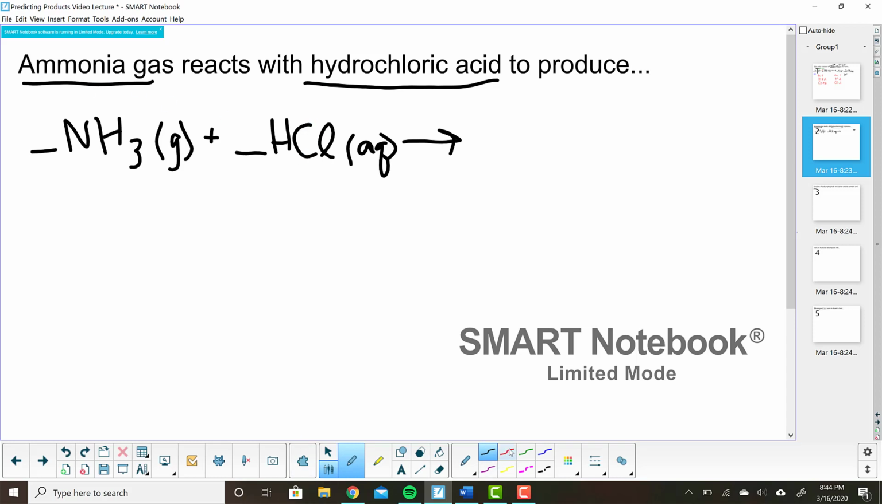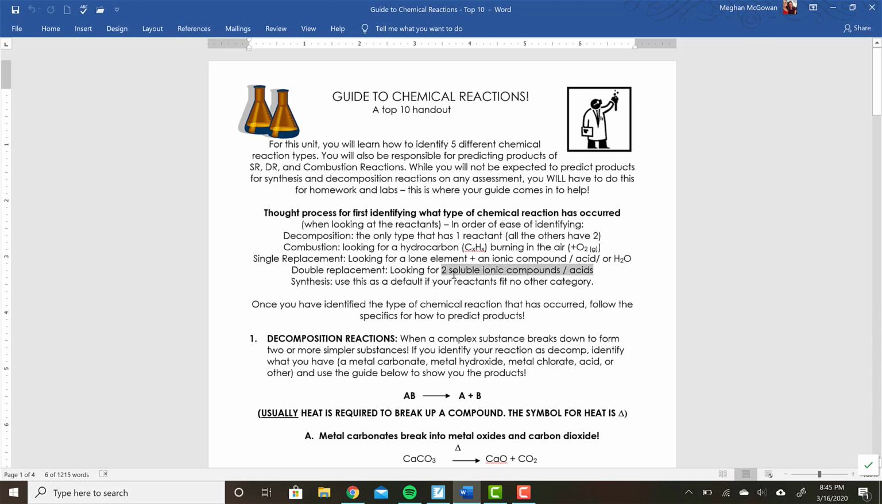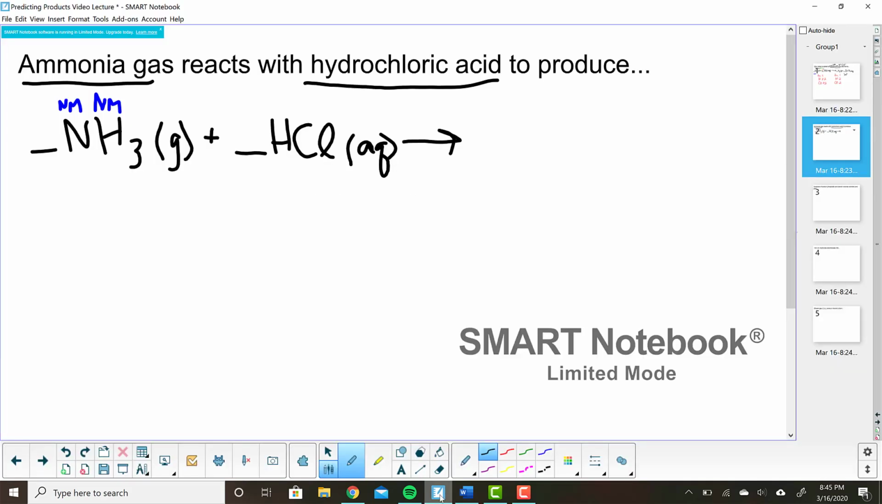However, NH3 is actually, let's see, non-metal and non-metal. This is a covalent compound. So NH3 prohibits this reaction from falling under the double replacement umbrella. Therefore, the only type of reaction left, if it's not decomp, combustion, single replacement, or double replacement, is synthesis. So that is the type of reaction that I have here. This is synthesis.